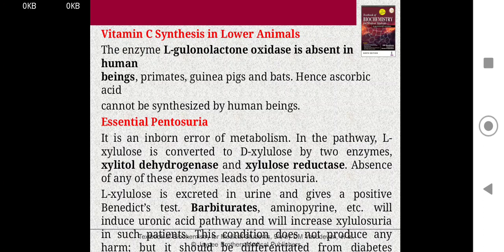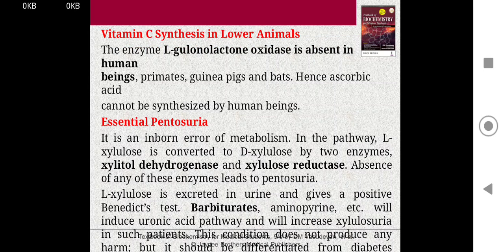Now vitamin C synthesis in lower animals. The enzyme L-gulonolactone oxidase is absent in human beings, primates, guinea pigs, and bats. Hence, ascorbic acid cannot be synthesized by human beings.